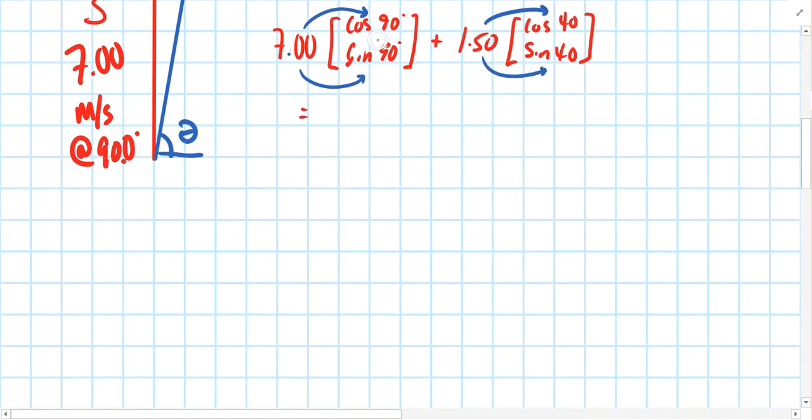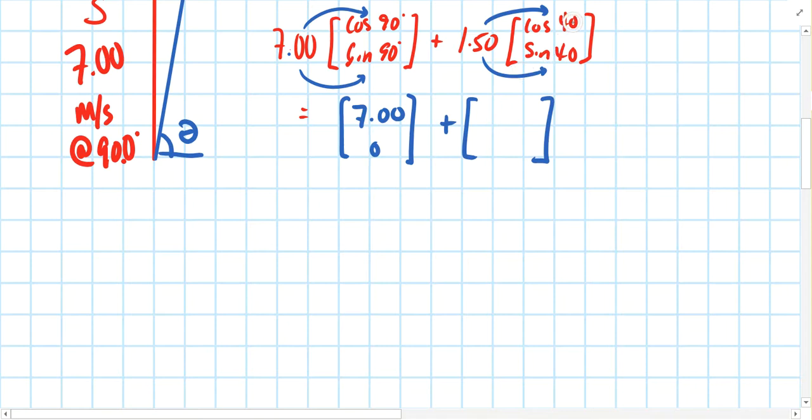Now, if the angle measures were nice, we could have done this by hand. In fact, we should recognize that cosine of 90 is 1 and sine of 90 is 0. So 7 times 1 is 7. And 7 times 0 is 0. So the component vector for the ship is 7.0 over 0. And similarly, we would get something for the ocean's vector as well.